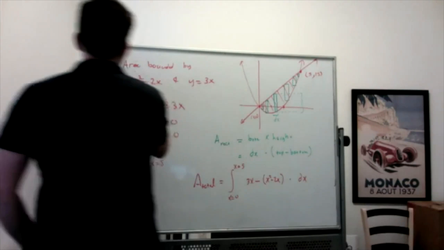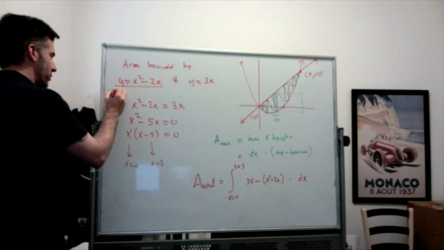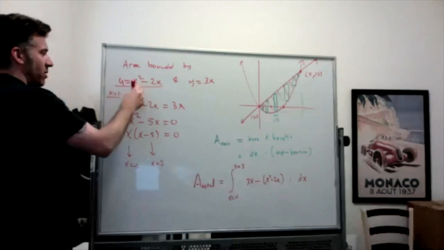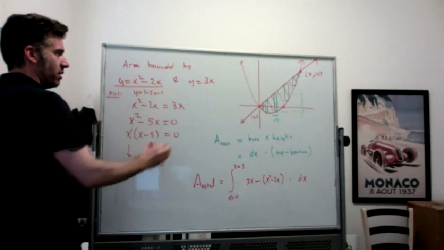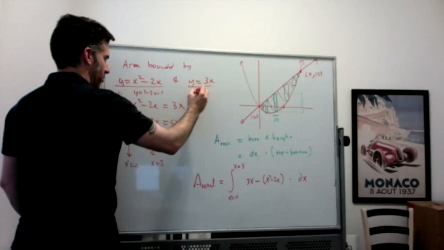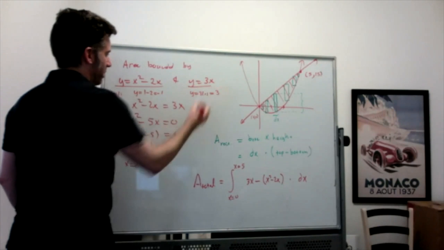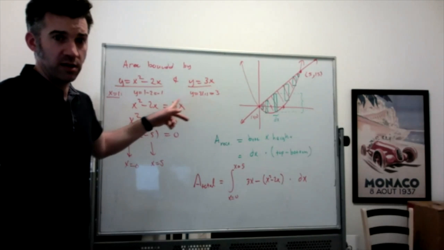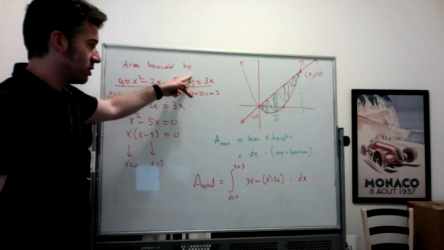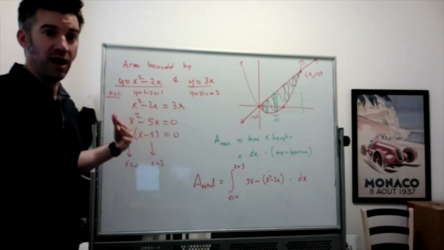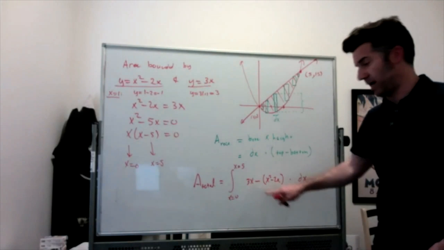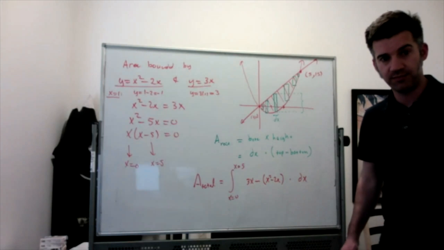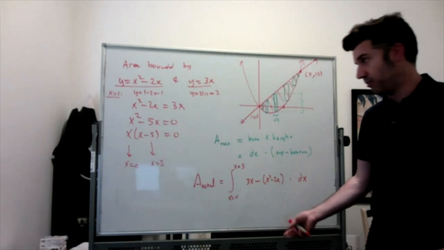So if I plug in, say, x equal to 1, for this one, I get y equal to 1 minus 2, which is -1. And for this one, I get y equal to 3 times 1, which is 3. 3 is clearly bigger than -1. So this function, y equals 3x, is the one that's on top in that interval. Which is why we have 3x minus x squared minus 2x. So that's how you set this up.